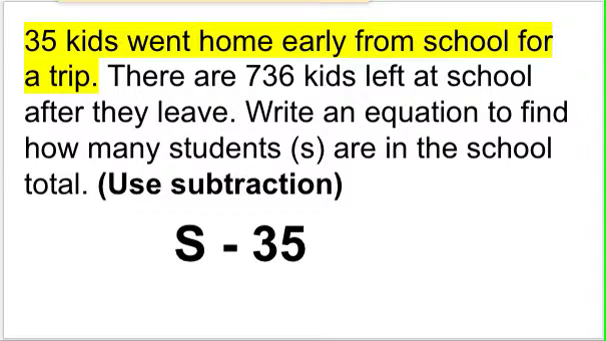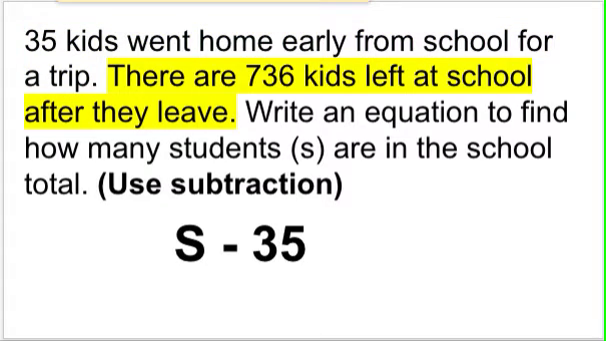Okay, so now if I keep reading on, the next bit of information says there are 736 kids left at school after they leave. So that's how many is remaining. So we took the total kids, that's S, took away the 35 that left early, and we're left with the 736 kids that are still at school. Now you can use this equation to solve it, and you know how to do that now, but that's how you create an equation from a story problem.